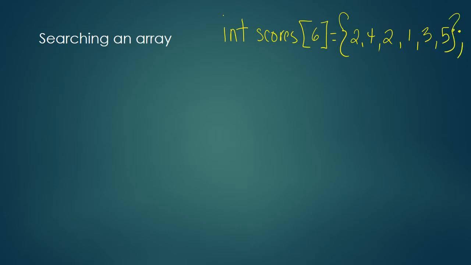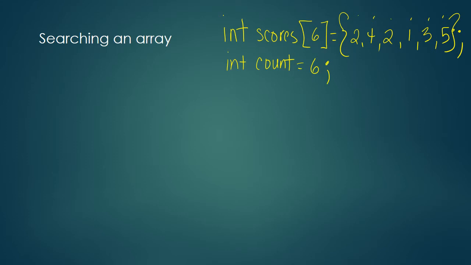Every time that we declare an array, we should also declare a count that keeps track of how many actual filled items are in our array. So if I've put 1, 2, 3, 4, 5, 6 items in this array, then my count would be 6. If I only put 5 items in the array, my count would be 5.